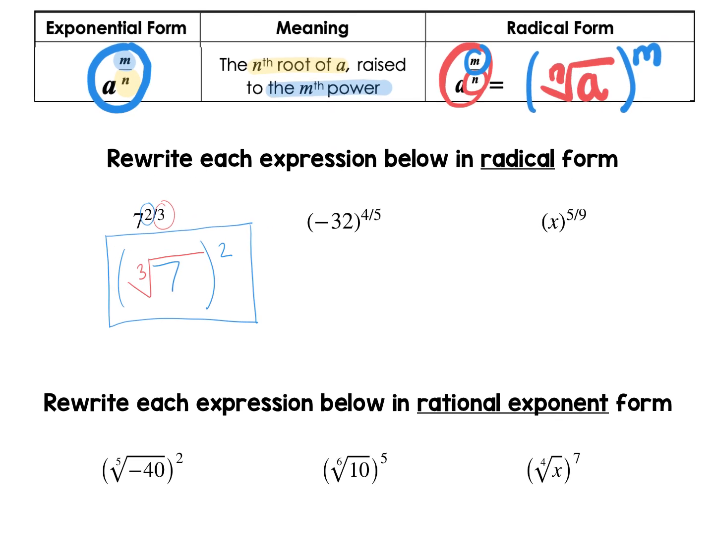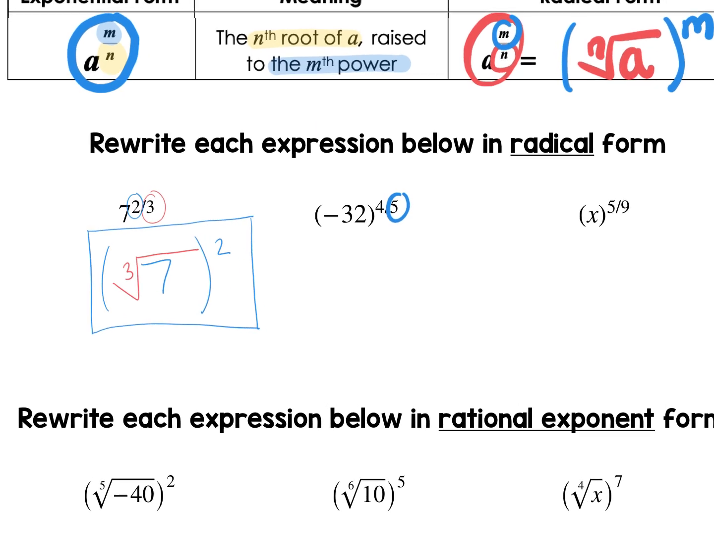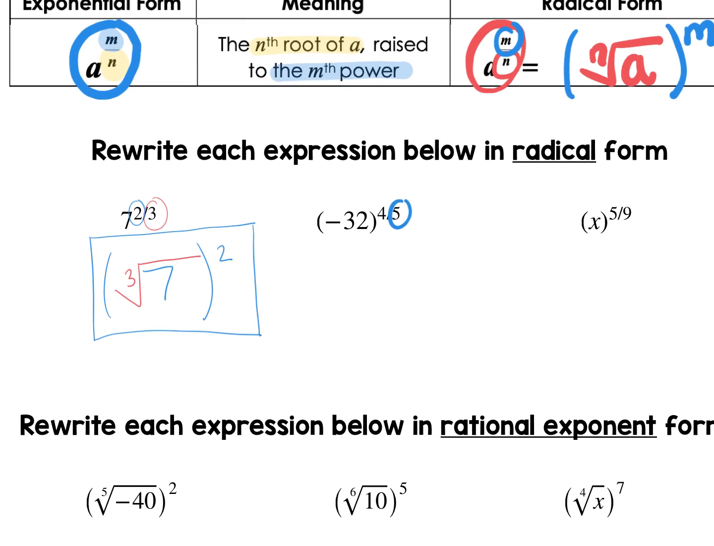So on the next one, you want to take the fifth root of negative 32. So whatever number's in the bottom is the kind of root that it is. So fifth root of negative 32. And then whatever number is in the top of the fraction, that's the power that it's to. So it's to the fourth power.